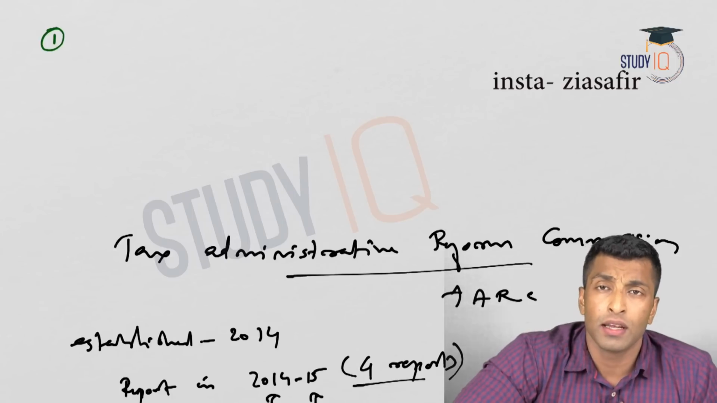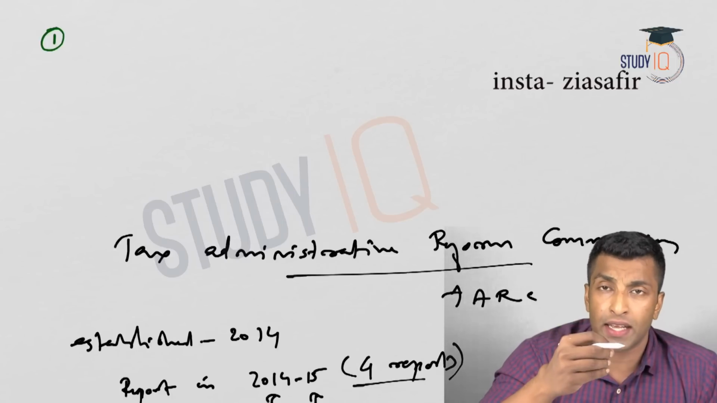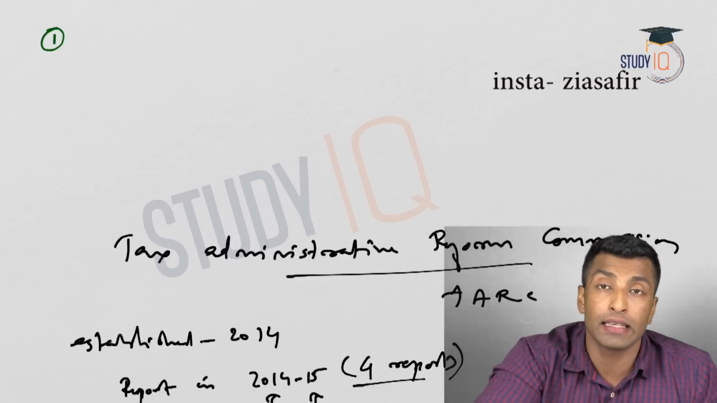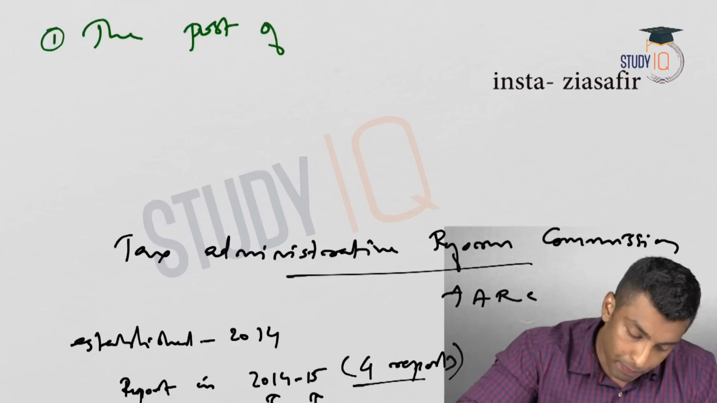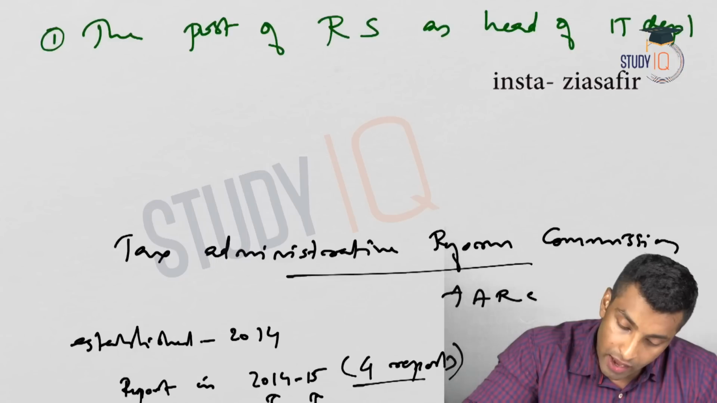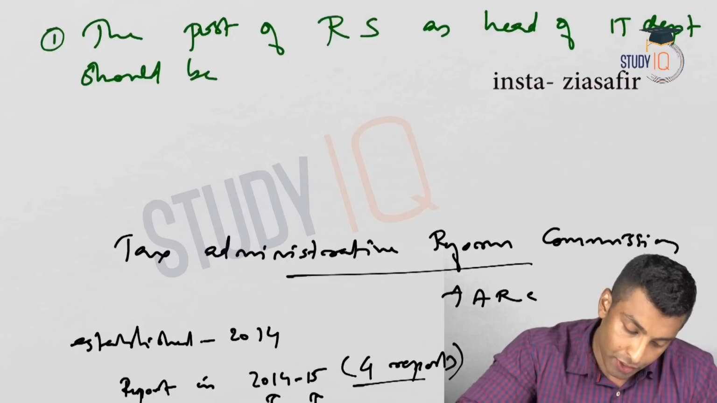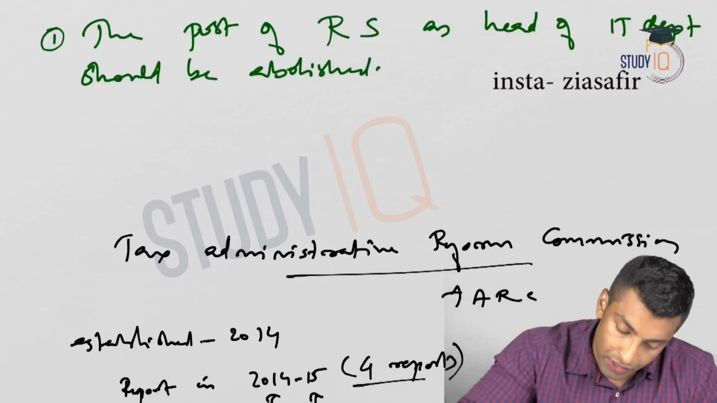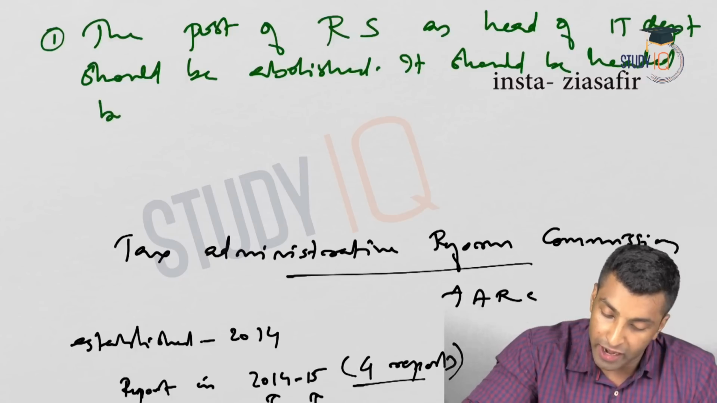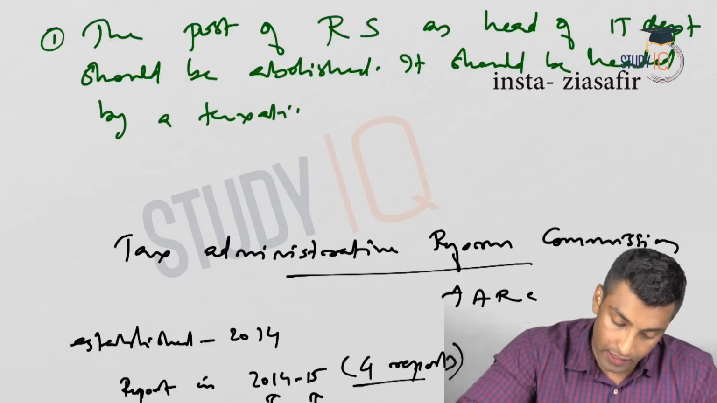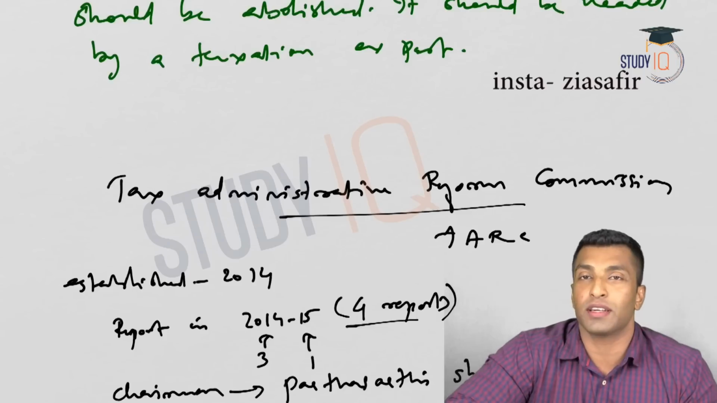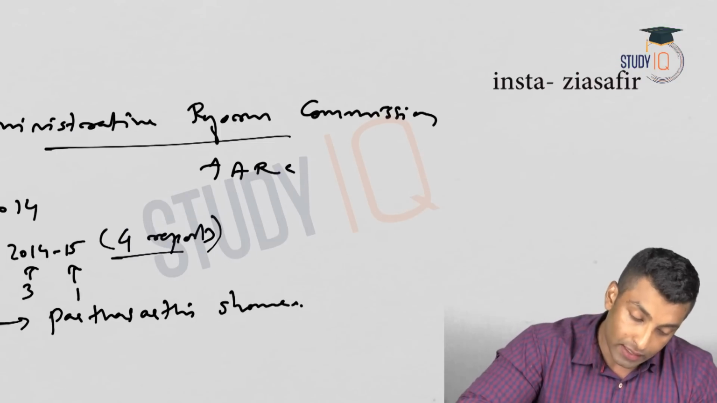Now let's look into the recommendations of this committee. The first recommendation is that the post of Revenue Secretary as the head of the IT department should be abolished, and it should be headed by a taxation expert. And what do you think, will it be accepted or not? It is not actually accepted. Now let's look into the second one.